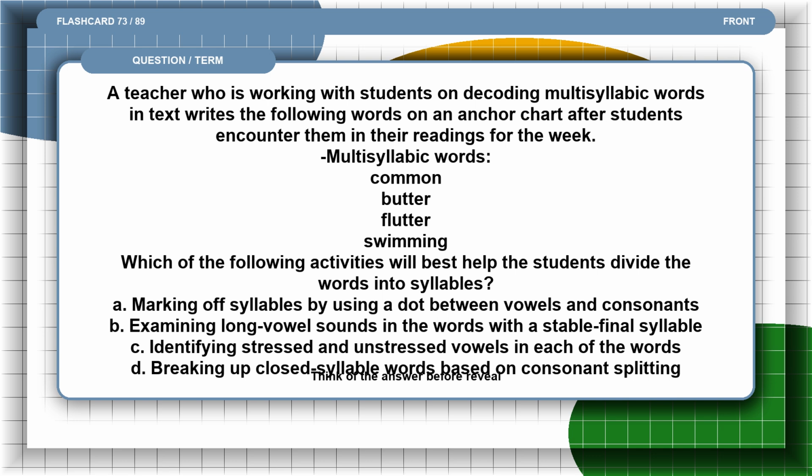A. Marking off syllables by using a dot between vowels and consonants. B. Examining long vowel sounds in the words with a stable final syllable. C. Identifying stressed and unstressed vowels in each of the words. D. Breaking up closed syllable words based on consonant splitting. Pause and think of the answer before the reveal.